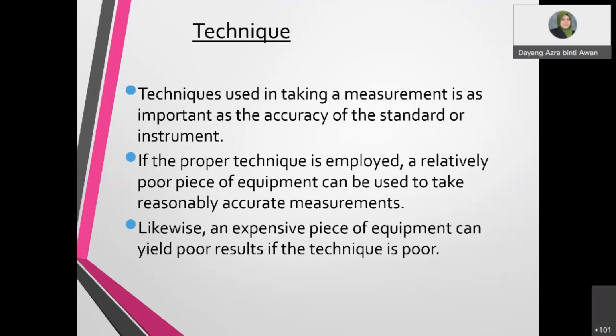So you need to have your technique, your accuracy, and good instruments to do a measurement. Sometimes an expensive piece of equipment can also give you poor results if your technique is not good. If the equipment is expensive but your technique is not right, it's no use.